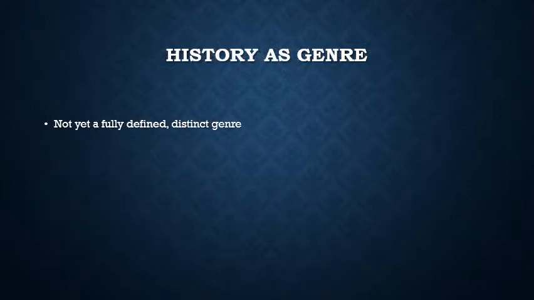So what do we get from this? Well, quite simply, the idea that history as a genre was not yet a fully defined, distinct genre in Shakespeare's time. Calling a literary text a history or historical could just mean it's a story. It could mean it is about historical events, events that happened in the past, but it could just be a fictional story meant to entertain.